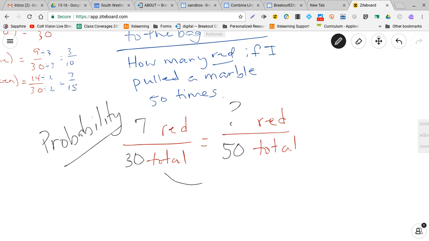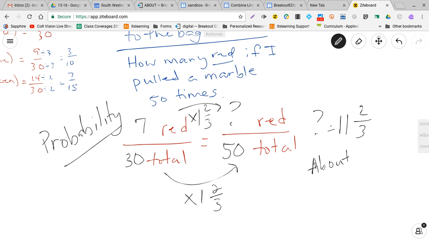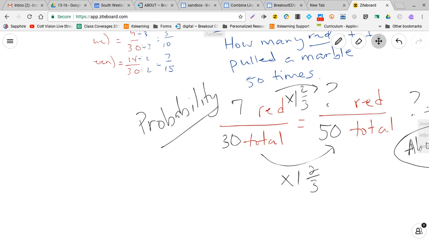So we should be experts at solving these. To find our scale factor, we're going to draw our arrows from what we know to the question mark. We're going to take 50 divided by 30 to give us our scale factor. That's 1 2/3. And then I'm going to take that 1 2/3 and I'm going to multiply it by 7. And I'm going to get that I would expect 11 2/3. So I could round it to say about 12 reds. So there's a situation where I used a proportion to help me make a prediction about how many times something would happen. Let me show you one more.